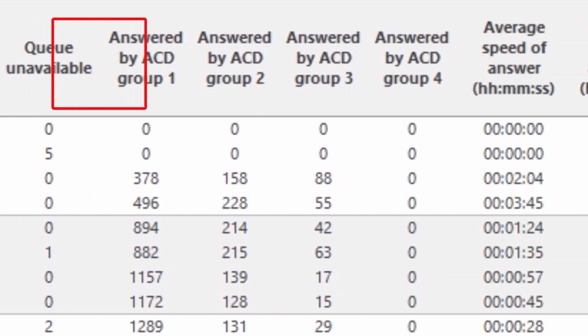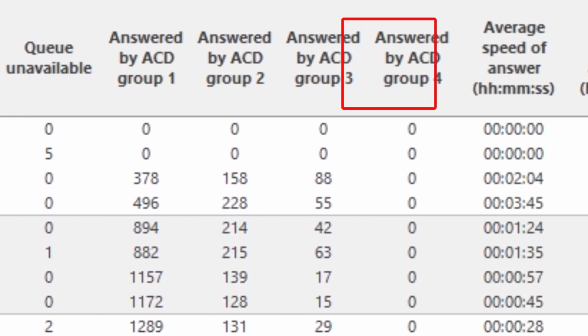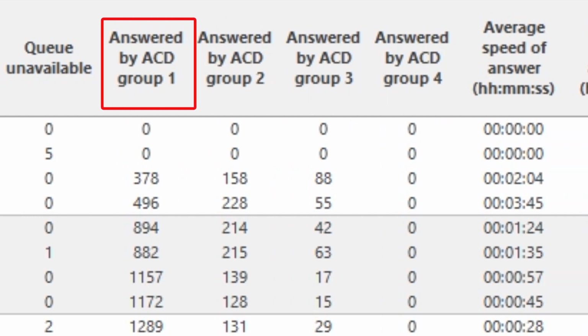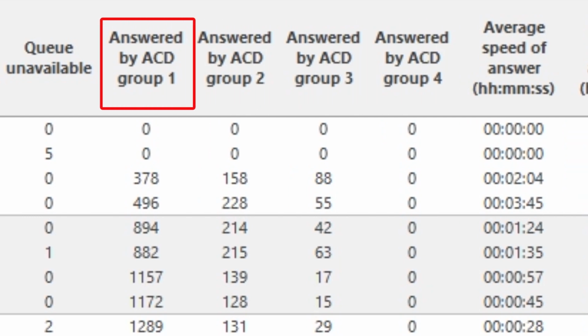The next 4 columns show which agent group answered the telephone call. In simple configurations, all calls will be answered by Group 1, and you will see Groups 2, 3, and 4 at 0. If that is what you see on your report, you can likely ignore these columns.